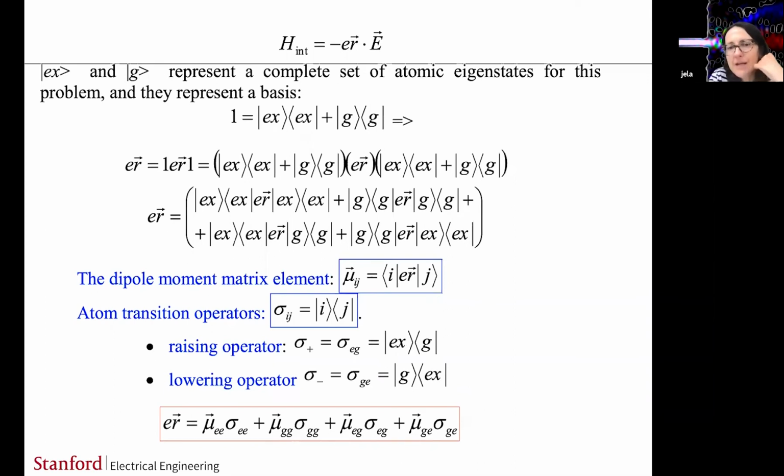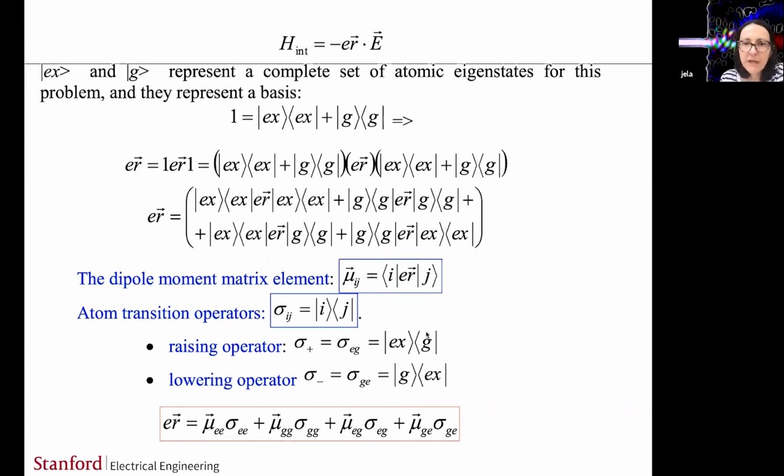If you apply a raising operator to the excited state, what happens? You get zero. Nothing happens because we only work in a manifold where you have two states. It doesn't act on the excited state because, of course, there are no other states in our model that you can bring the atom to. And what about sigma GG, for example? It doesn't do anything. If the system is in the ground state, it stays in the ground state. If it's in the excited state, it's just zero, okay?